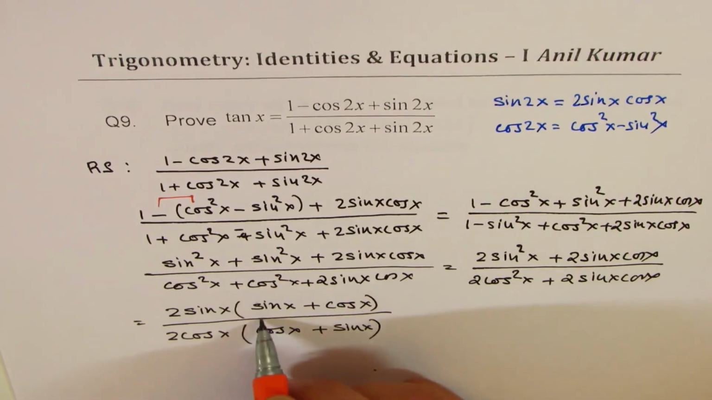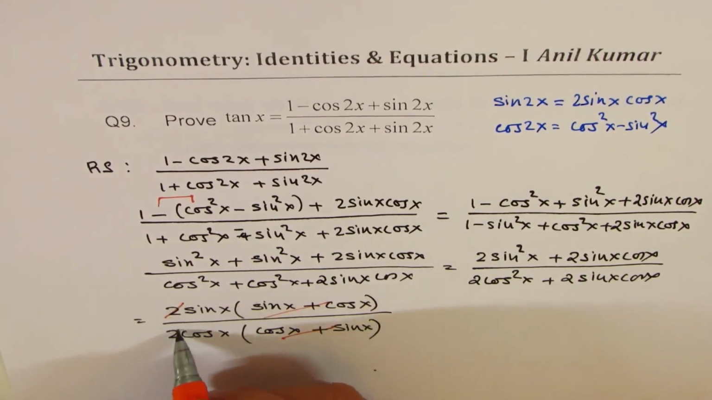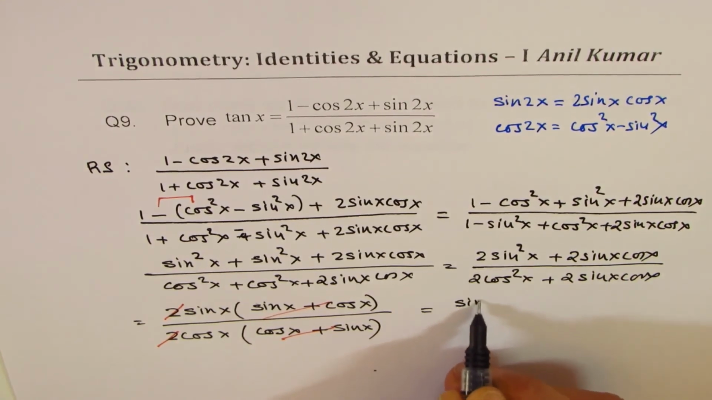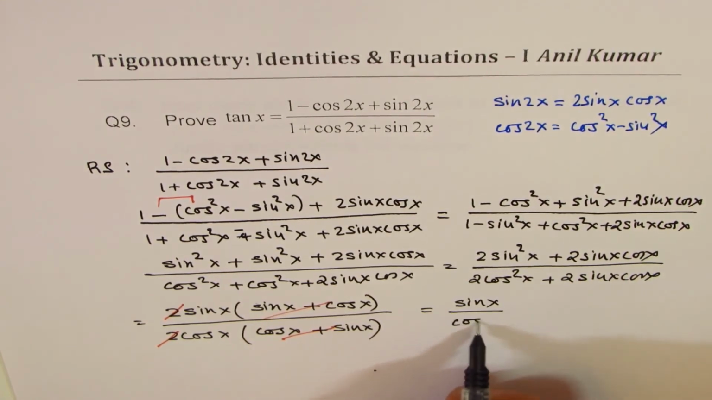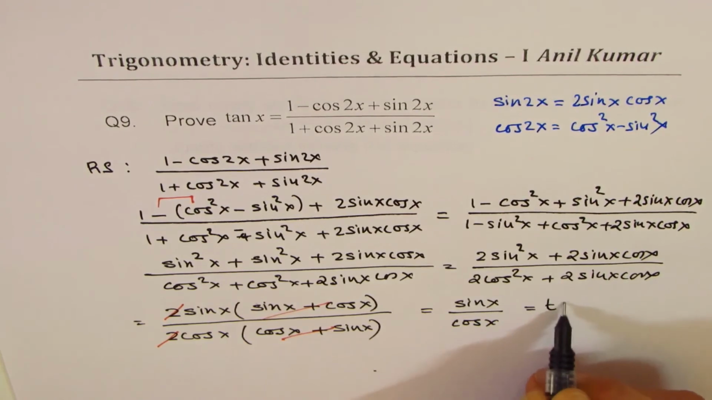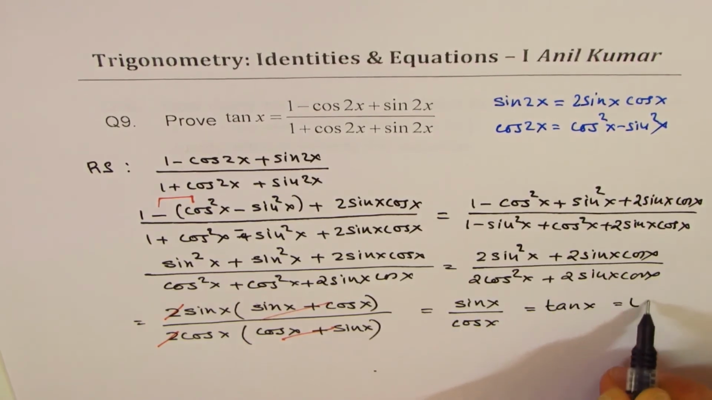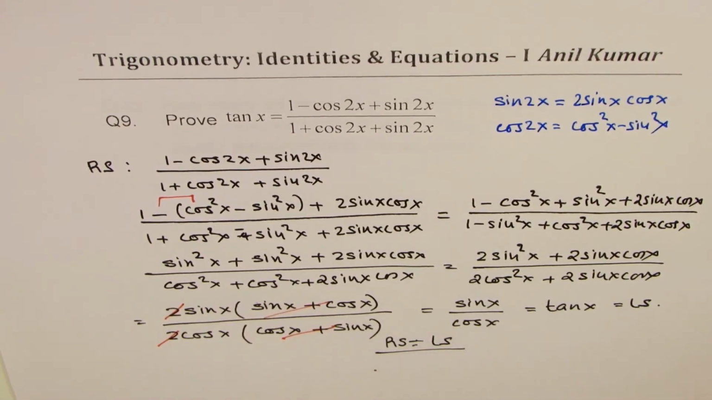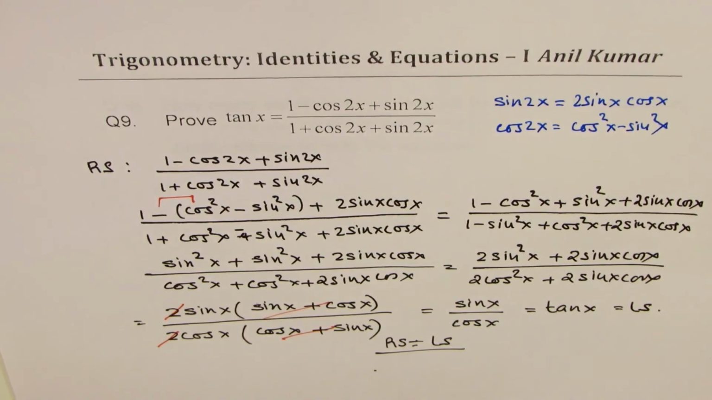Now these terms cancel. 2 and 2 cancel. So what we get here is sine x over cos x, which is indeed tan x. So which is the left side. So we have shown that the right side is equal to the left side. So that is how you could prove this identity.